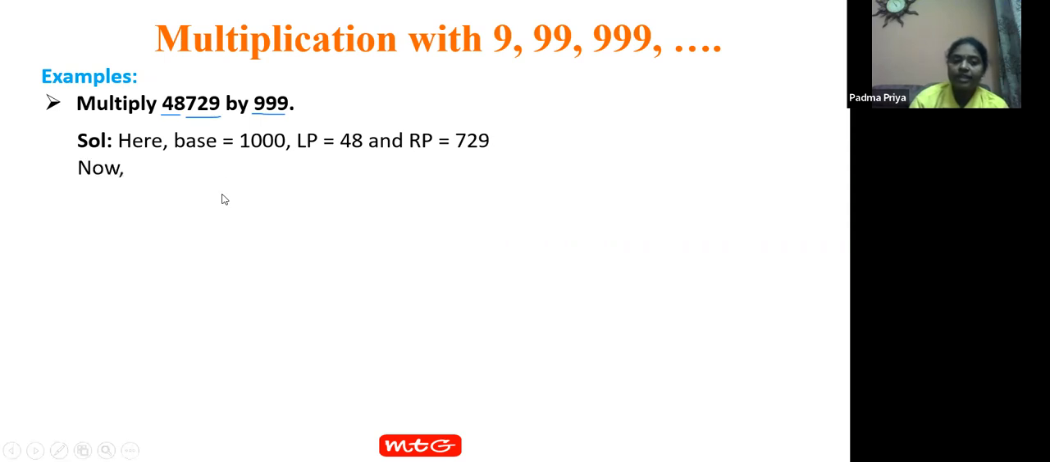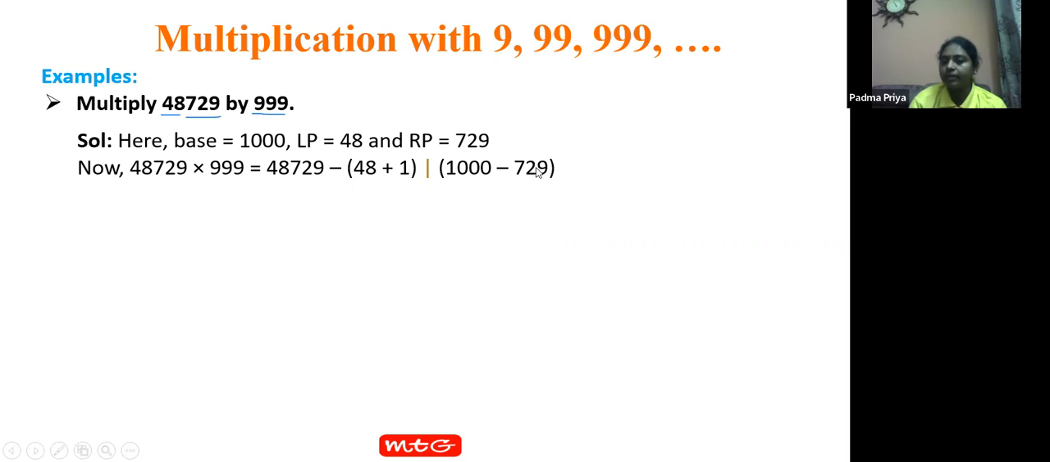Now, how will I find the product? See here. The product is multiplicand minus (LP plus 1). On the right side, base minus RP. Subtracting this is easy. Why? Because this is a bigger number and this is a smaller number with very few digits. In most of these cases, children, you rarely get borrowing in subtractions. If borrowing is there, you can easily solve it with left to right subtraction, as I've taught you.